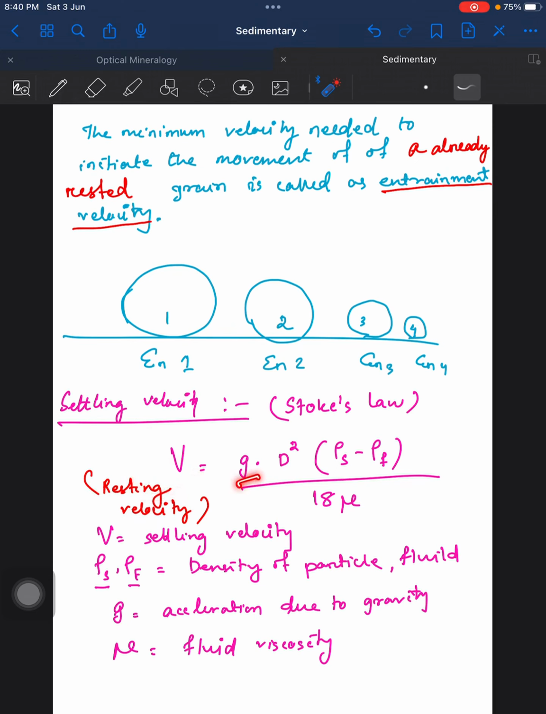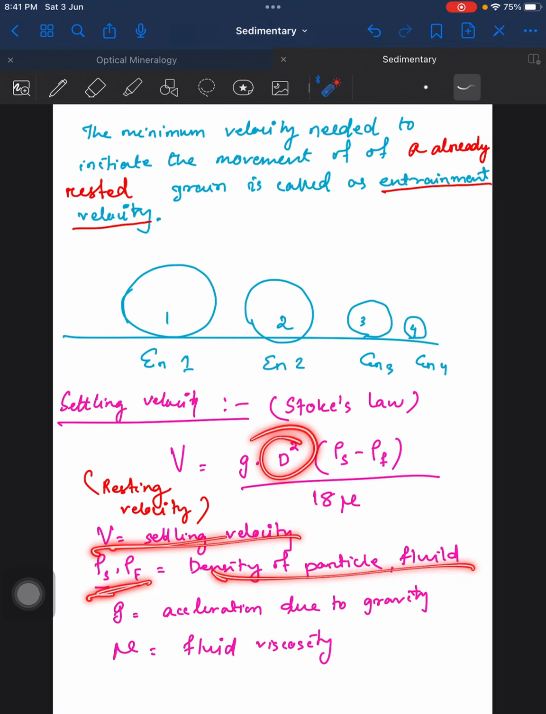So gravity into diameter of the grain into density of the solid minus density of the fluid, divided by 18 mu, viscosity. So this is the condition. The density of the particles, this is the velocity, and this is the diameter of the grains.